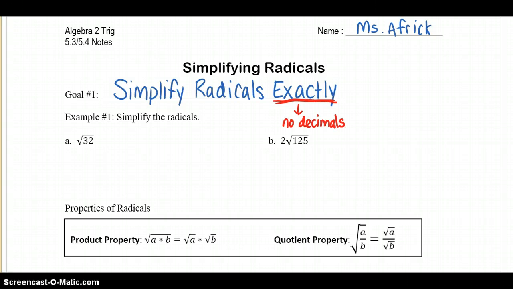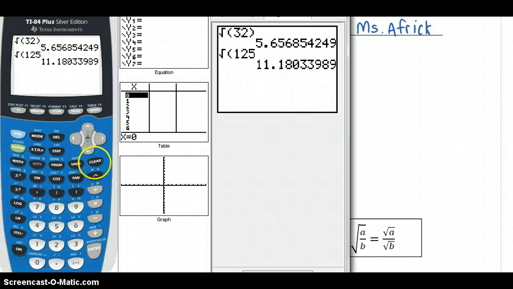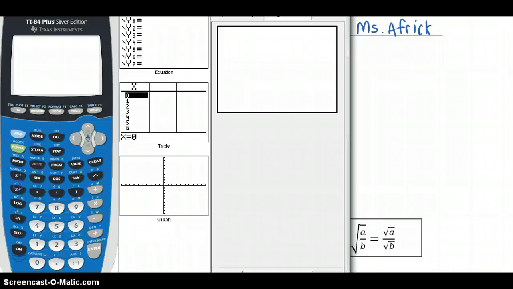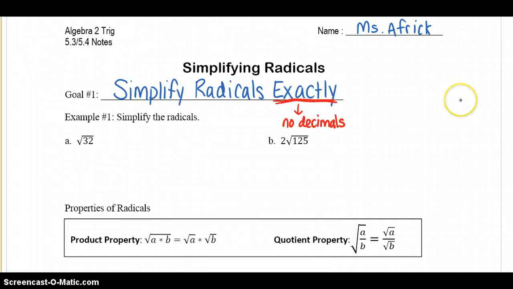Okay, we know that it's really easy to just pull up your calculator and type in the square root of 32 and then press enter and get this decimal, right? But that's not what we want you to do. If we wanted you to do that, we wouldn't spend this whole lesson doing it. Alright, so make sure that you are simplifying these radicals exactly.